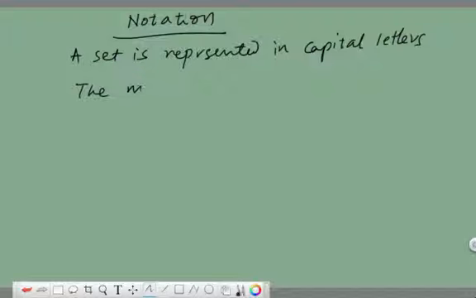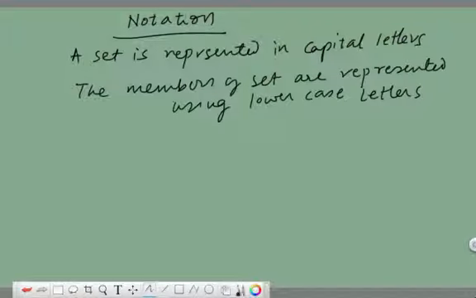Next, we will talk about the notation for sets. A set is usually represented by capital letters. The members of the set are represented in small letters or lowercase letters. And we use the symbol belongs to represent the relation, small a belongs to capital A, which states that this small a is belonging to the set represented by the letter capital A.